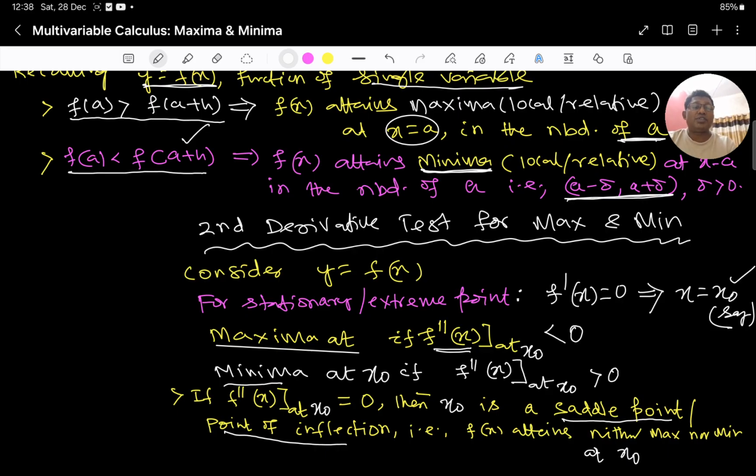So without much delay, let us now extend the case of maxima and minima for function of 2 variables, 3 variables, and so on for function of several variables.